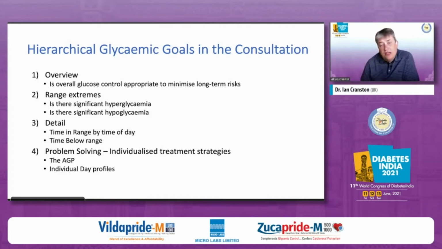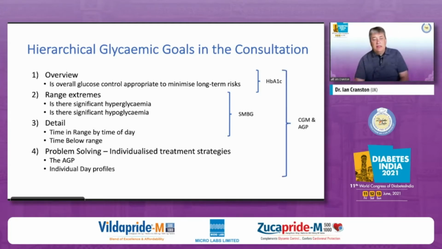A lot of our consultations around glucose control end up trying to help problem solve areas of difficulty, and the tools we've had historically just haven't allowed us to do that. Hemoglobin A1C can do the first of those things. Potentially, if used carefully and well, fingerstick testing can give us quite a lot of information about some of the other goals within the glycemic consultation. But the real power is that continuous glucose monitoring devices can give us all of that information with one investigative tool.